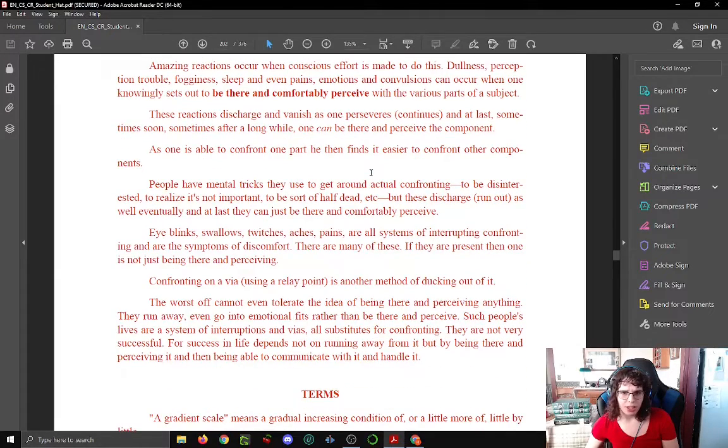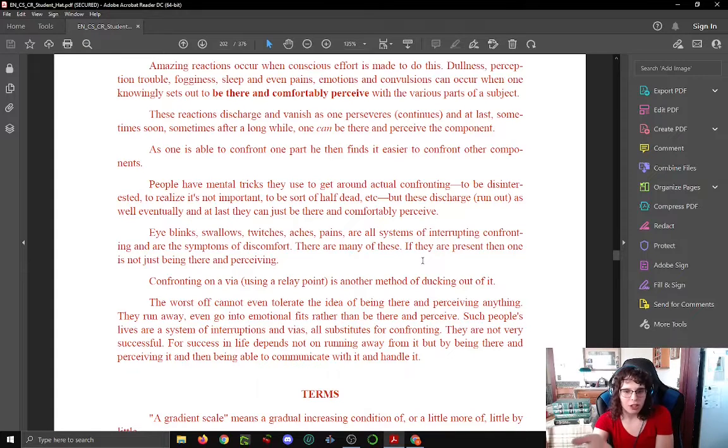People have mental tricks they use to get around actual confronting, to be disinterested, to realize it's not important, to be sort of half dead, etc. But these discharge or run out as well eventually, and at last they can just be there and comfortably perceive. Eye blinks, swallows, twitches, aches, pains are all systems of interrupting confronting and are the symptoms of discomfort. So God forbid your eyes are dry. That's interrupting confronting. Just because you blink, you swallow, you twitch. What if you had aches and pains before you even sat down? There are many of these. If they're present, then one is not just being there and perceiving.